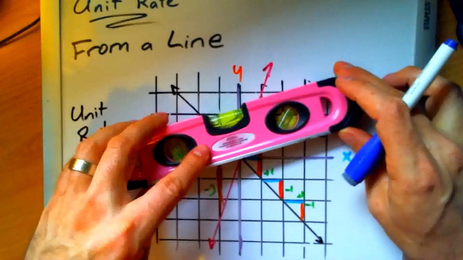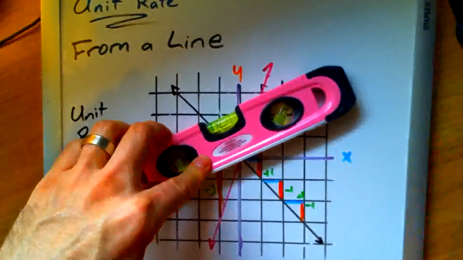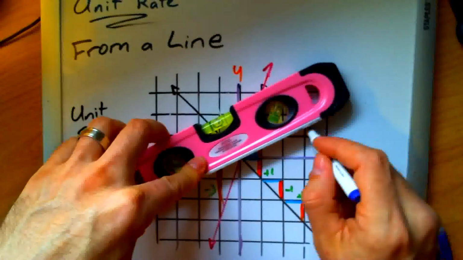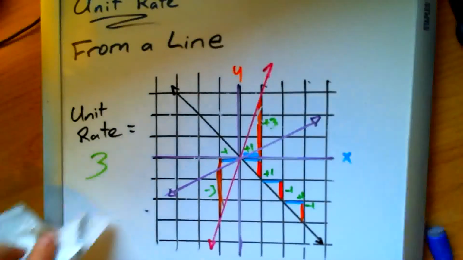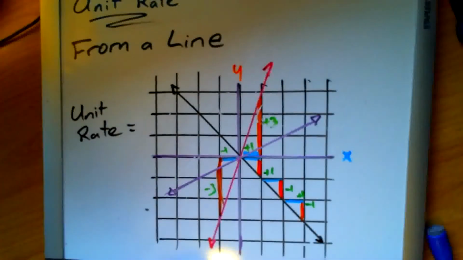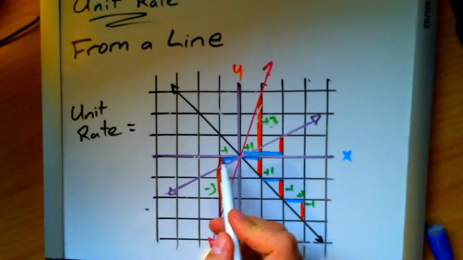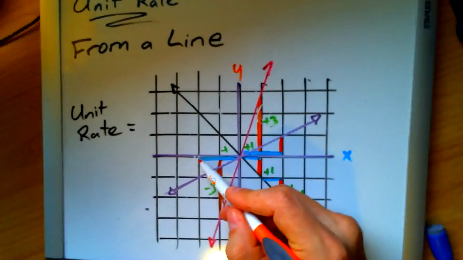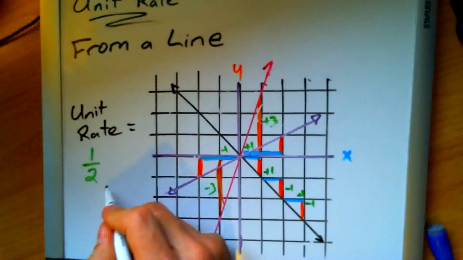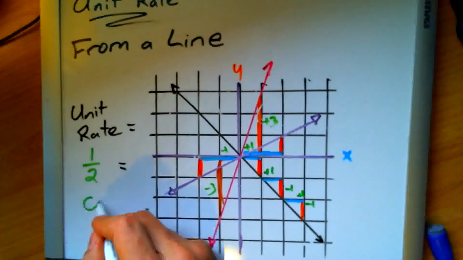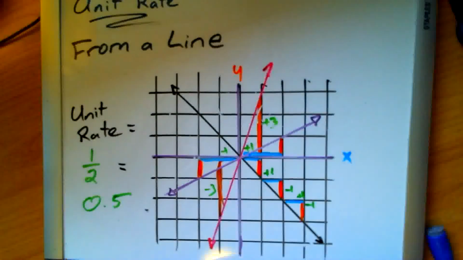Let's try just one more here. Now, x goes up by 2, y goes up by 1. Or x goes down by 2, and y goes down by 1. So now our unit rate is 1/2. So every time x goes up by 1, y goes up by 1/2, or x goes up by 2, y goes up by 1.